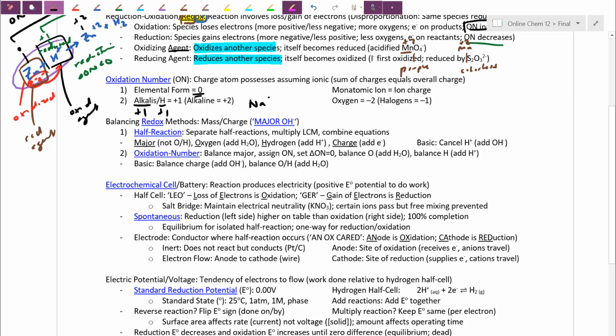Let's say NaH. Well, if I have Na being +1 and hydrogen also being +1, their overall charge doesn't cancel out. That's this rule here: the sum of the charges has to cancel out. So therefore, one of these has to switch. Because the alkali rule came first, it's the hydrogen that's going to switch here. Hydrogen every now and then is going to be -1.